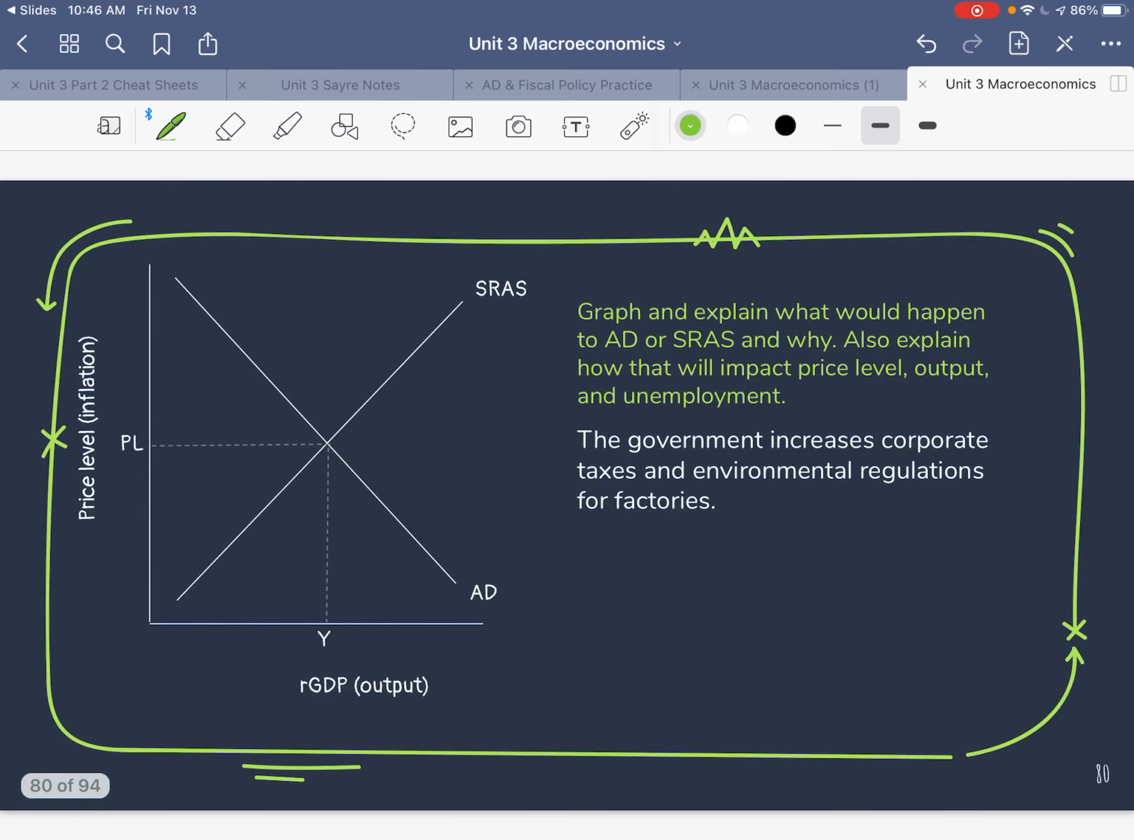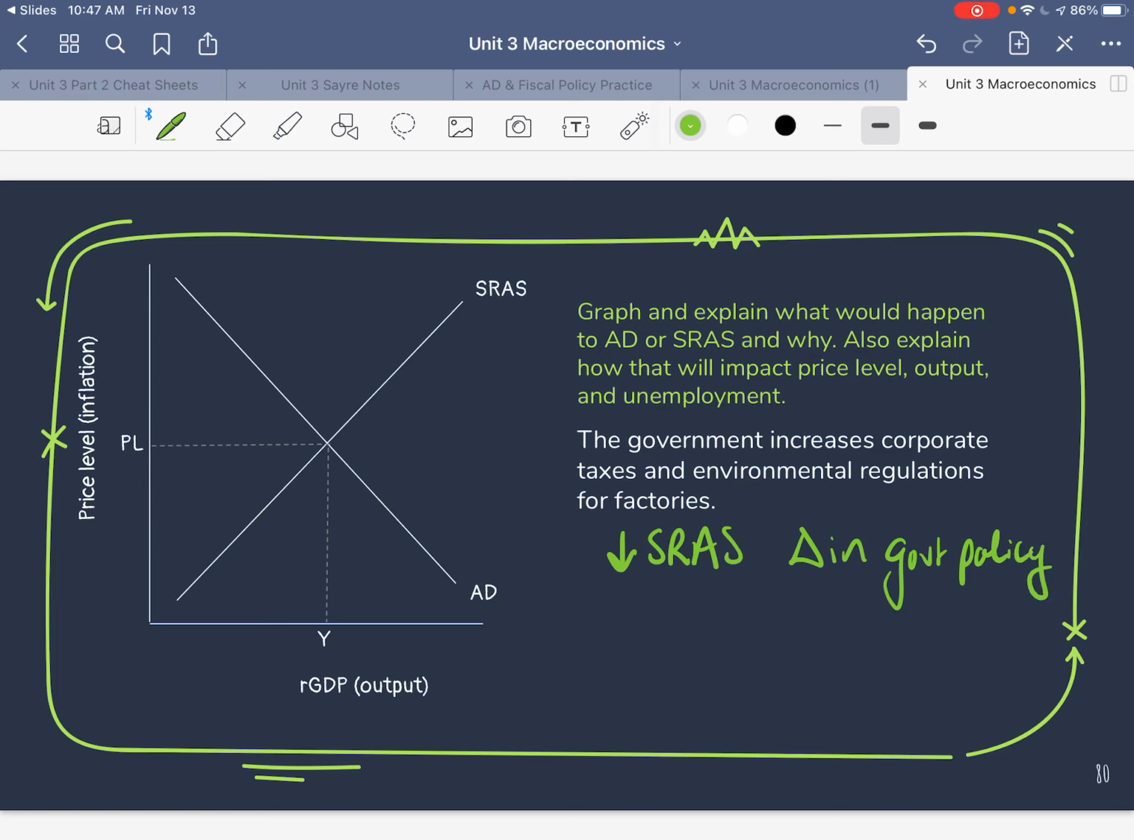Let's do another one. So graph and explain what will happen, include price level, output, and unemployment. The government increases corporate taxes and environmental regulations for factories, okay? So they increase corporate taxes and environmental regulations for factories. This makes it harder for factories to produce things because they have less money to produce things, and they have to watch their pollution, okay? So this is going to decrease SRAS. Why? Due to change in government policy.